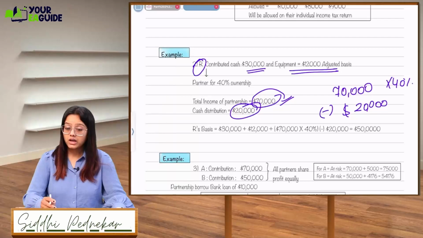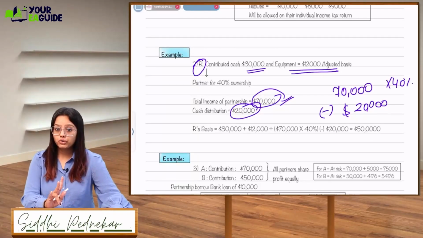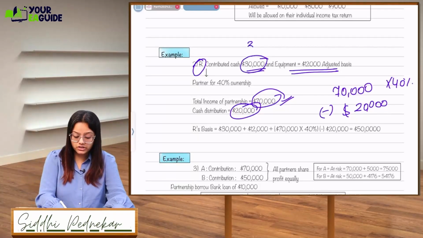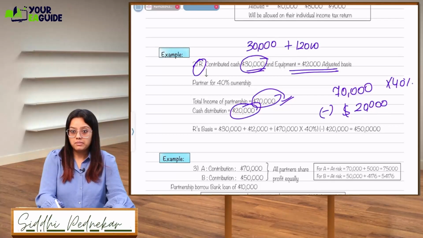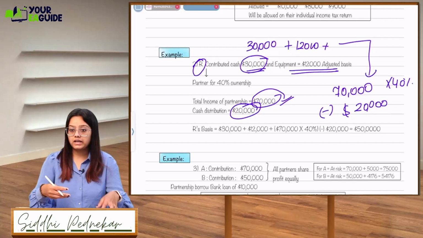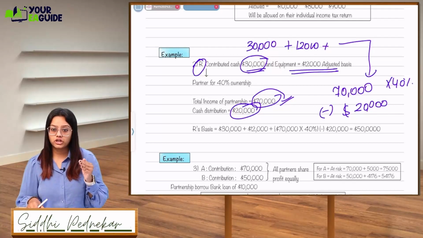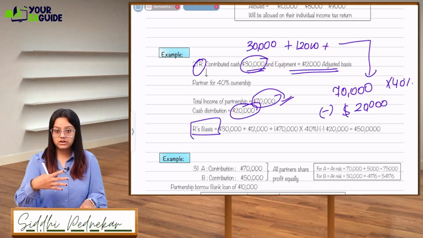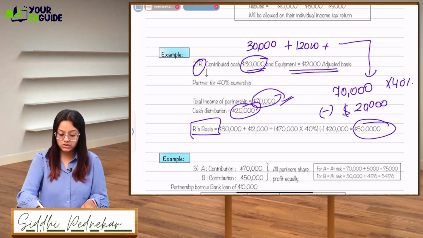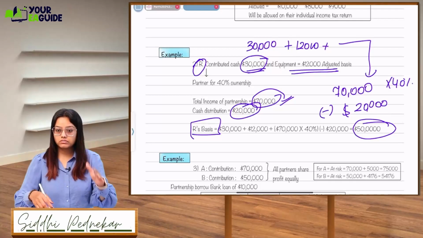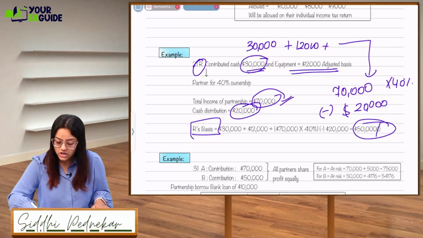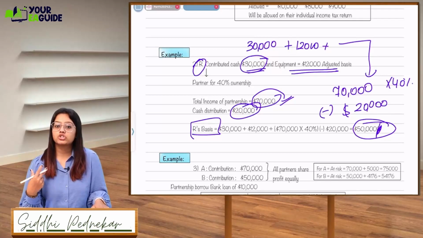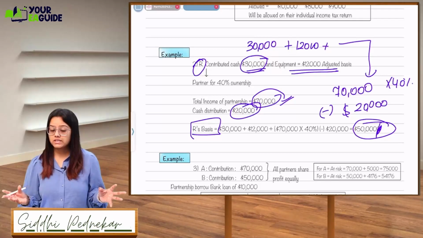Right? Got it? Along with this, he contributed two things. What was that? Cash. So, straight away, his basis will be 30,000 plus 12,000. Plus, you need to add the current year activities, that is the current year share of profit minus his distribution. So, his basis after this contribution and distribution will be $50,000. There is one zero extra in this. This is what this type of question can look like in the exam. Two concepts are mixed together.